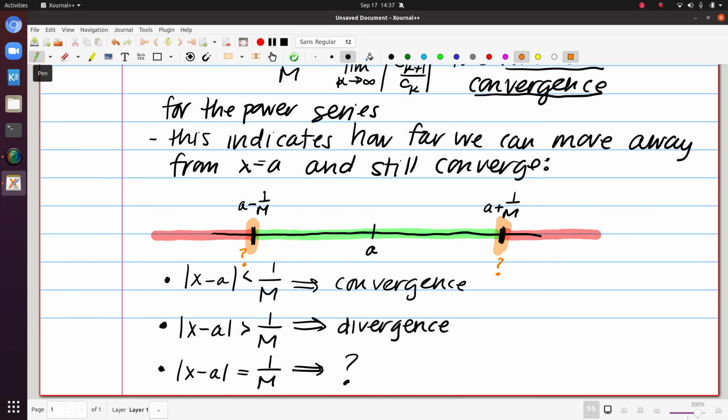What I mean by that is that we can use some test that we've already seen for convergence or divergence. Importantly, not the ratio test, because at that point we would know that it would be inconclusive there. So we want to use some other test to decide if we have convergence or divergence at those points.